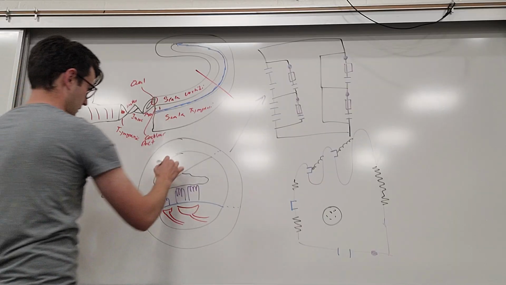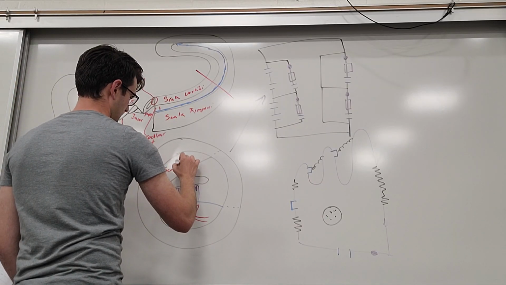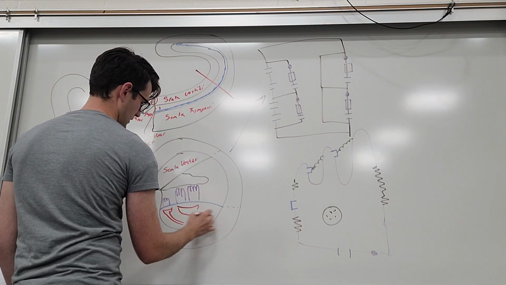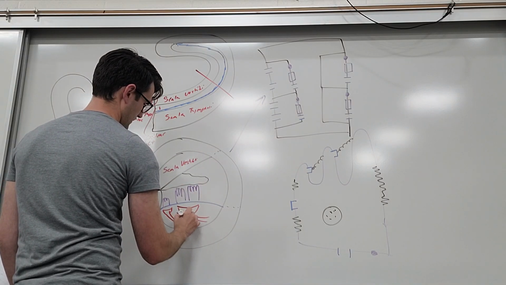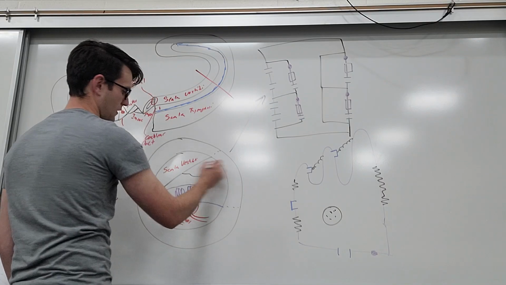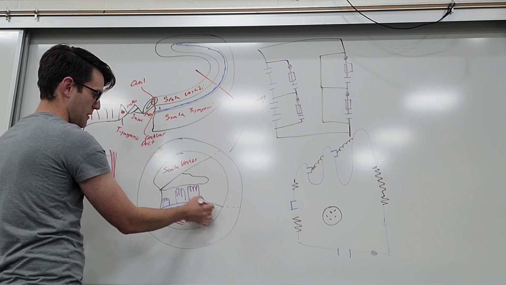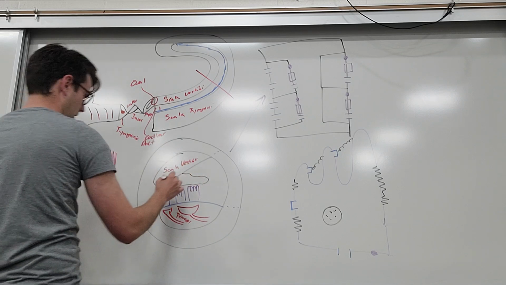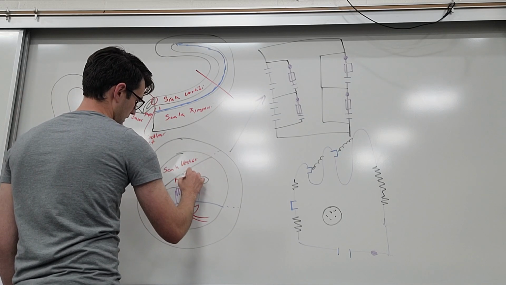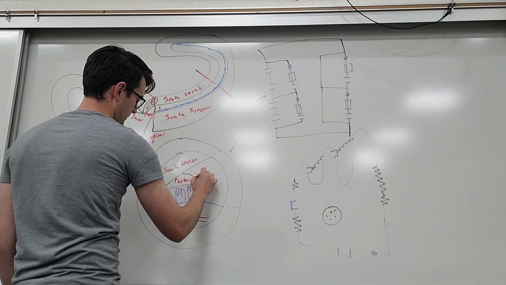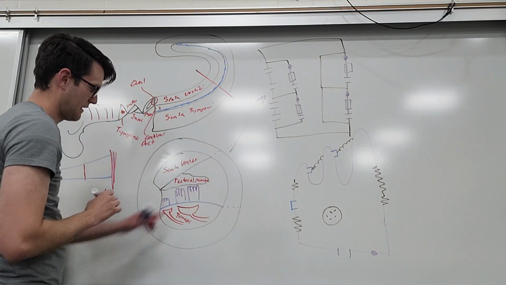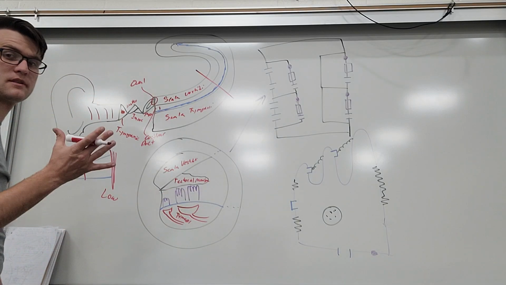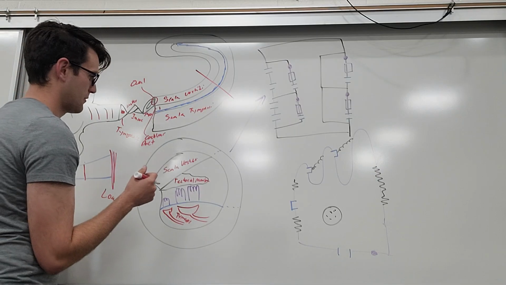So again, right here, this is our scala vestibuli. This is our scala tympani here. And this is our cochlear duct. And we still have our basilar membrane here, the blue. Right here, this is going to be called our tectorial membrane. And then these purple things, those are what's called hair cells. And we're going to blow those up a little more too to show how those work.